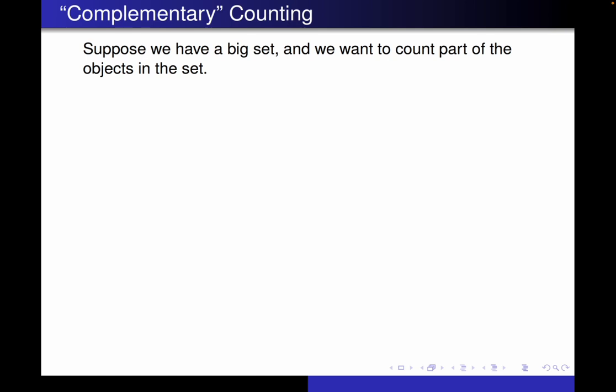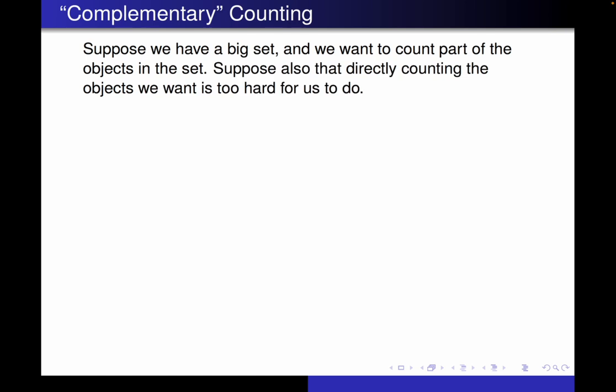Now, we've actually already done this in the previous problems, right? Our big set was all the ways you can put your trees in those yards, and our part of that is the ways you can put the trees in the yards with those extra conditions on there. However, in those situations, we could actually count directly what it is that we wanted to find. Suppose that in this situation, we are trying to count something, but directly counting it is too hard for us to do. There is sometimes another way of doing this if we're being clever.